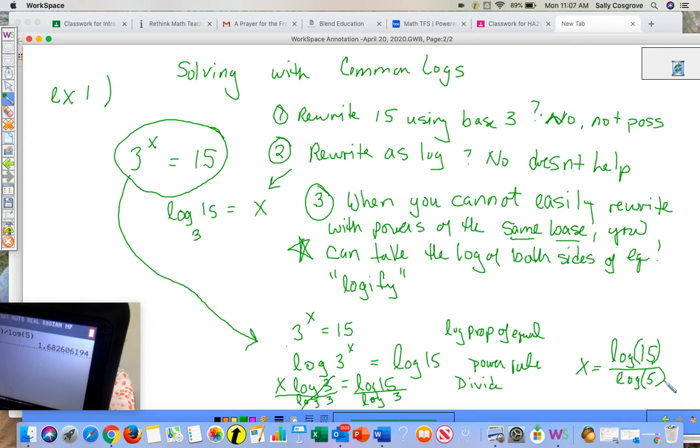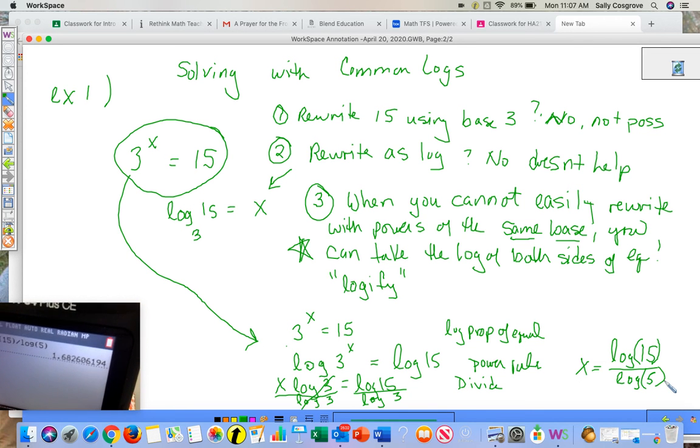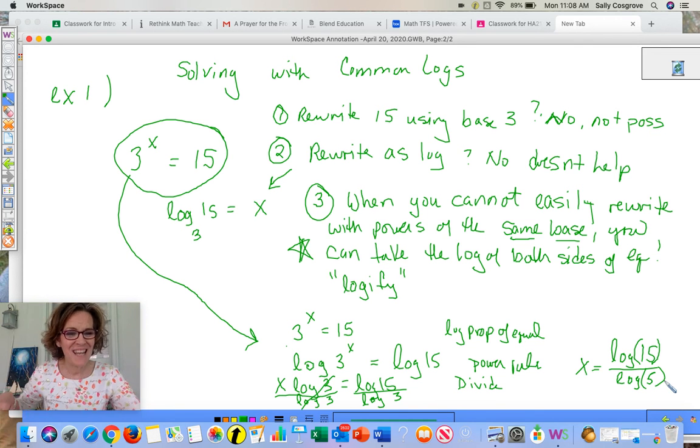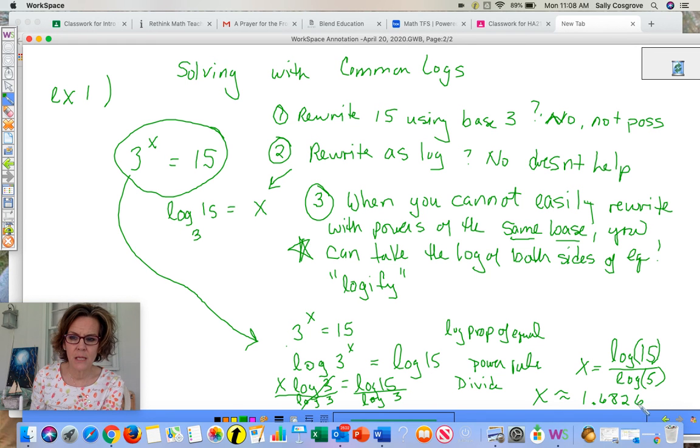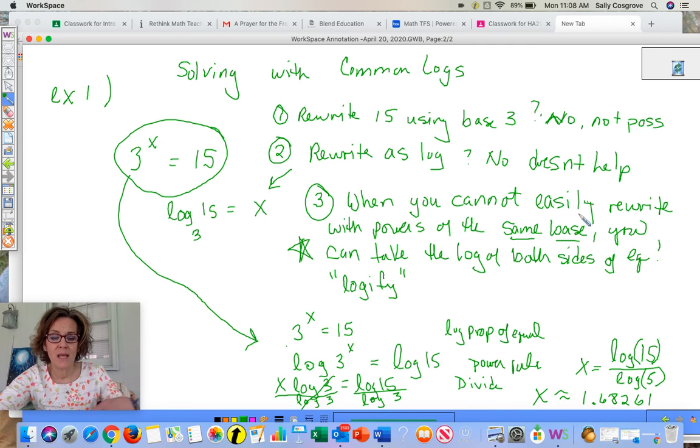So try it on yours, either Desmos or on your scientific calculator, or for all of you that requested, your TI calculator that I procured for you. So now we're going to come down here and say x is approximately 1.6826. All right? That is how we do solving with common logs. I'll do another example in just a second.